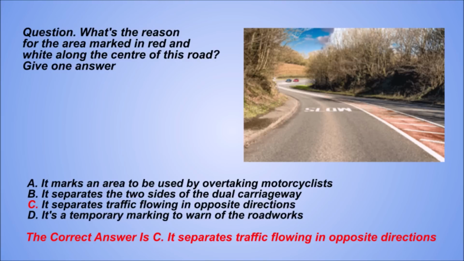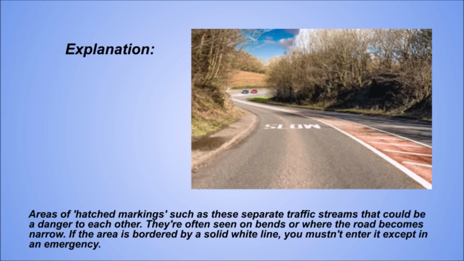It separates traffic flowing in opposite directions. Explanation: areas of hatched markings such as these separate traffic streams that could be a danger to each other. They're often seen on bends or where the road becomes narrow. If the area is bordered by a solid white line, you mustn't enter it except in an emergency.